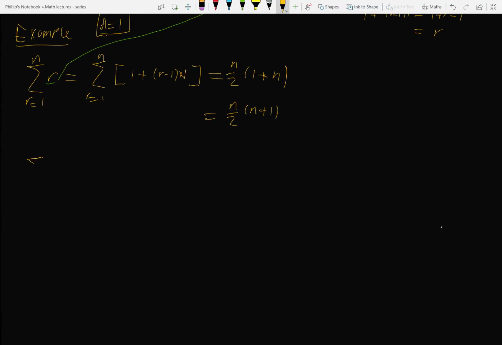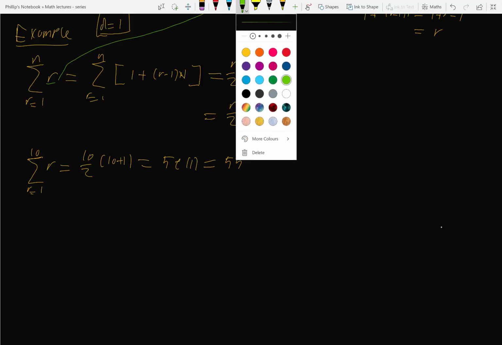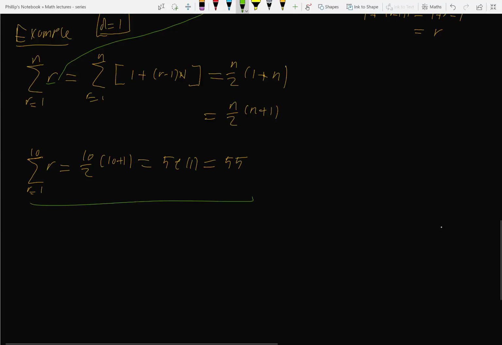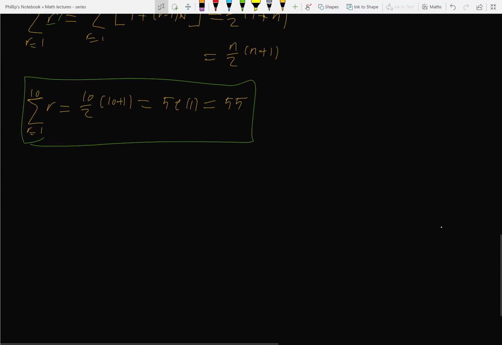So obviously, when we're looking at the sum from r equals 1 to 10 in the example we had, we got 10 over 2 times 10 plus 1, which equals 5 times 11, which is equal to 55. And we know that's right, so there you go.